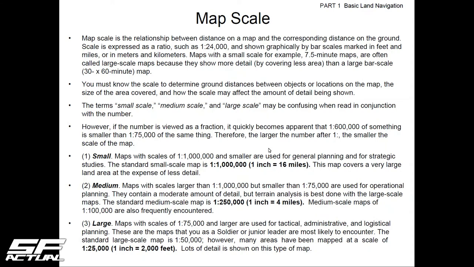So map scale, we'll go over this real quick. I'm not going to jump into it too heavy. Map scale is the relationship between distance on the map and corresponding distance on the ground. Scale is represented by a ratio, such as the map we were just looking at, 1 in 24 thousandths. They're marked by feet, miles, meters, and kilometers.